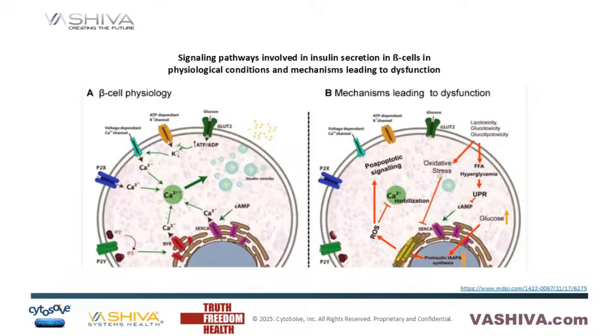These lead to reactive oxygen species production, UPR activation, and impaired calcium mobilization. Chronic stress also promotes pro-apoptotic signaling, reduces proper insulin synthesis, and contributes to beta cell death, ultimately impairing insulin release.